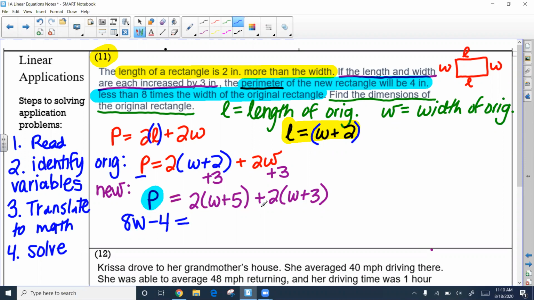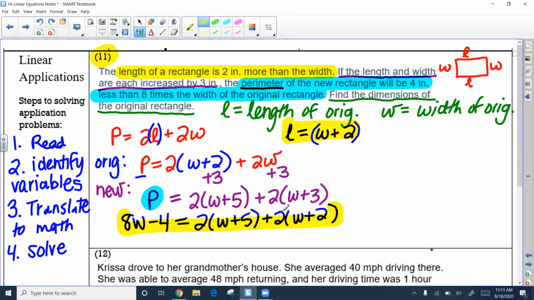And it's equal, we already wrote this side of the equation. So equals 2 times W plus 5 plus 2 times W plus 3. Okay. Now, if you look at this equation, we have written an equation that only has W's in it. Now we will actually be able to solve for W. So this is part of the problem, being able to write the equation. This is in the form P equals 2L plus 2W. We just replaced everything with W's. Okay, now we can solve this.